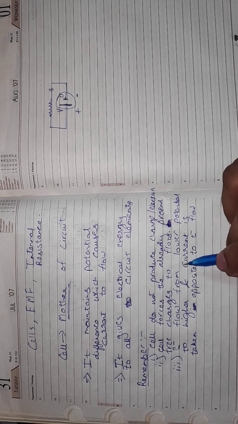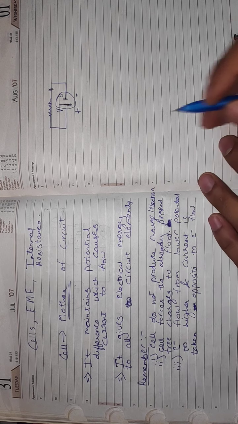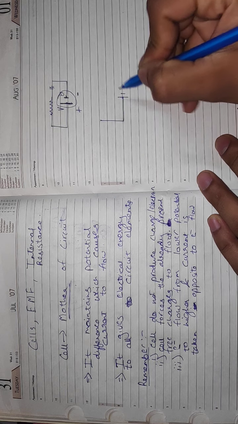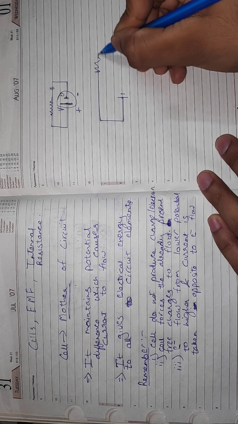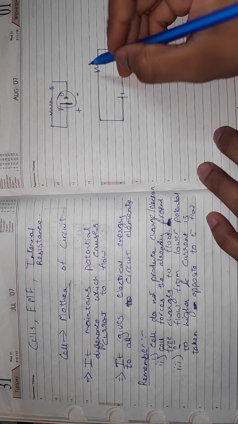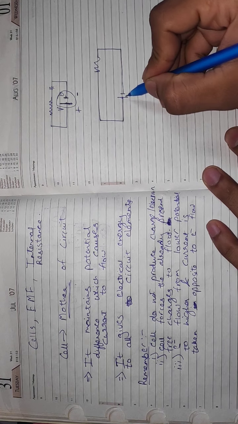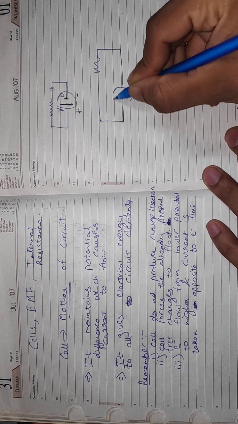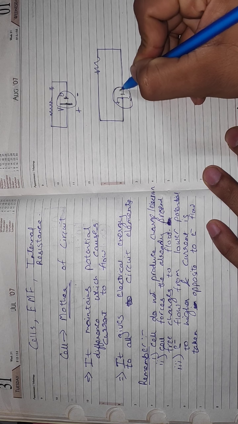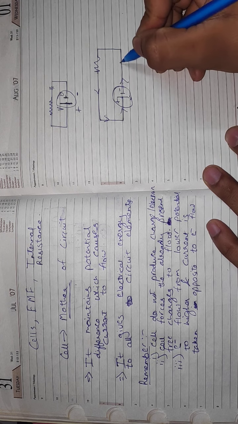Okay, now there are a few points to be remembered. First thing, cells do not produce charge or electrons. Suppose this is our cell. Okay, I'll put a small resistance over here. Whenever electrons flow through any substance, no new electrons are produced by the cell, but due to the potential difference, if this is positive and this is negative, electrons will move in this direction. Okay, from here it will again start moving from over here.